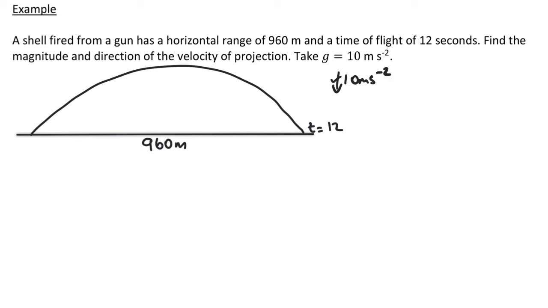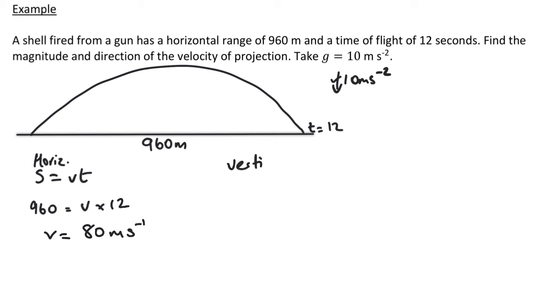Now, whenever we have the horizontal distance, we know that horizontally, s equals vt. So 960 is going to equal the horizontal component of the velocity times t, which is 12. So dividing by 12, we get that v equals 80 meters per second.